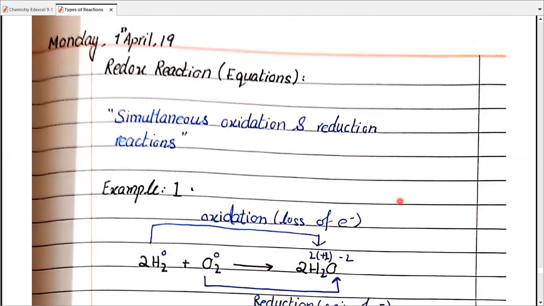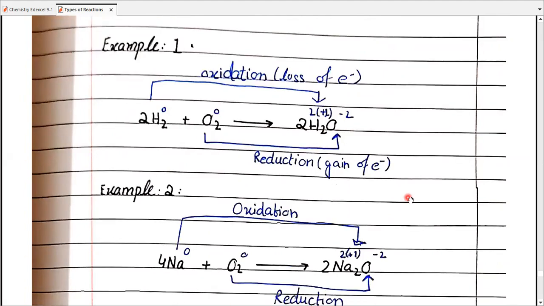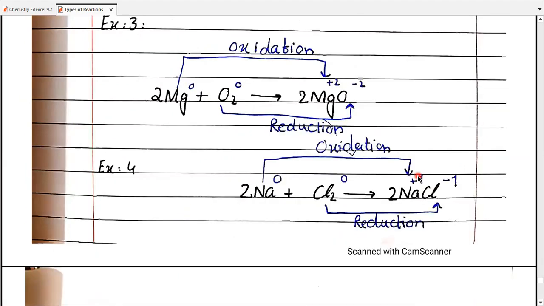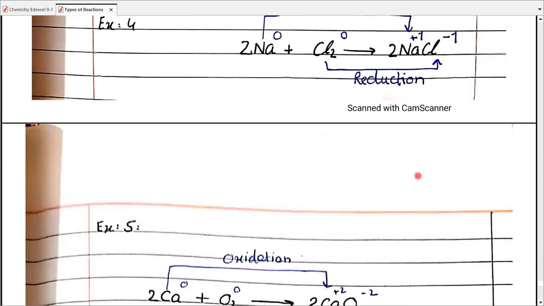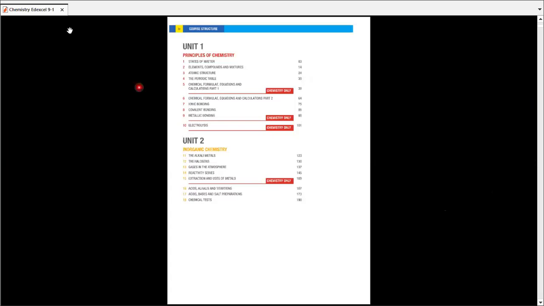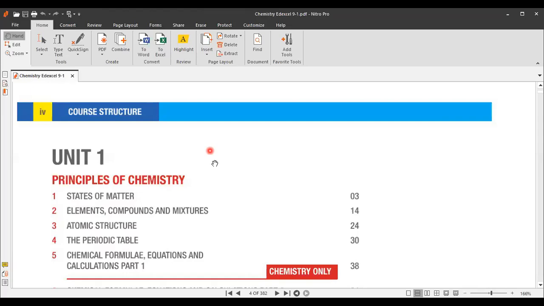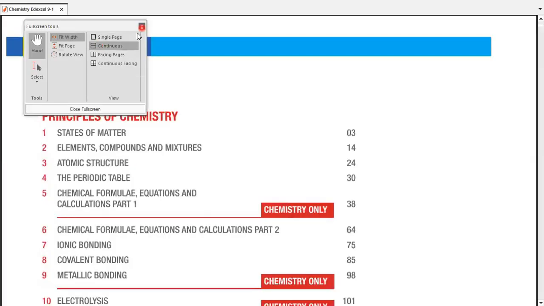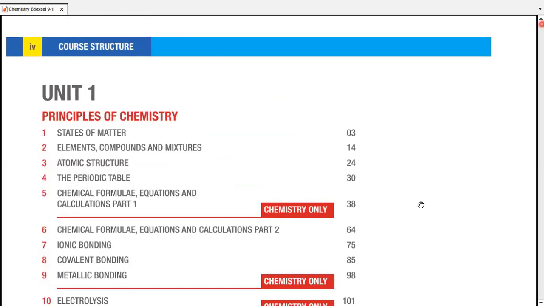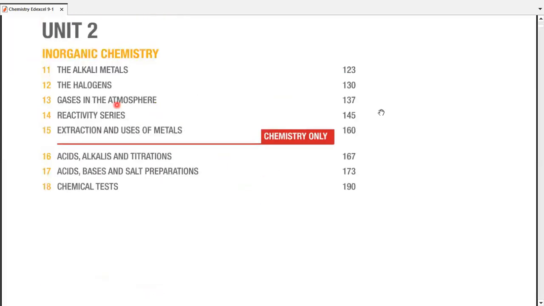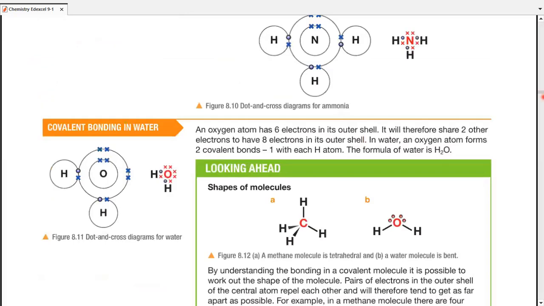If you want to practice more equations, you can take equations out of these pages. Just simply write the equations on a clean piece of paper and then solve them on your own. You can take any of the reduction equations out of the same chapter of the book. If I go with this one, this is Reactivity Series 145.